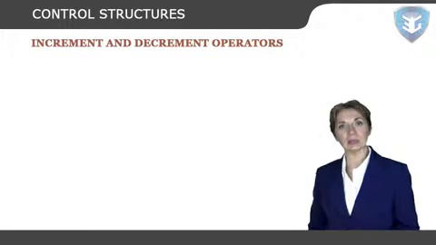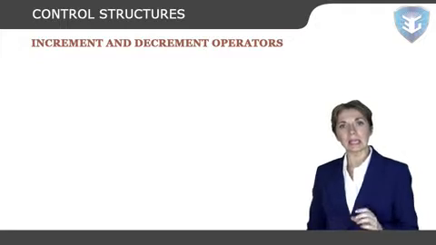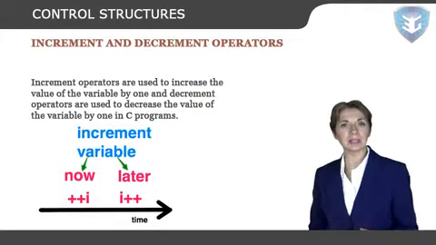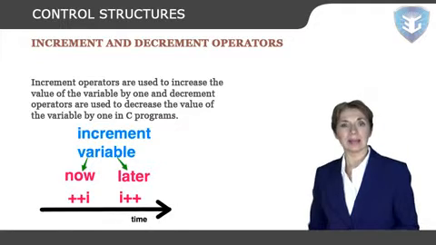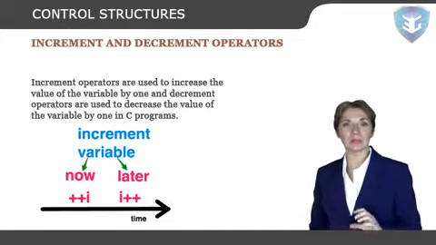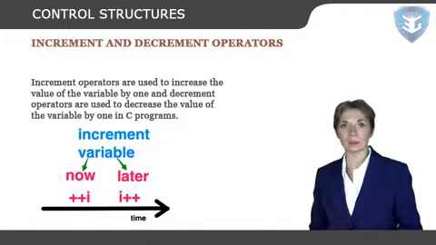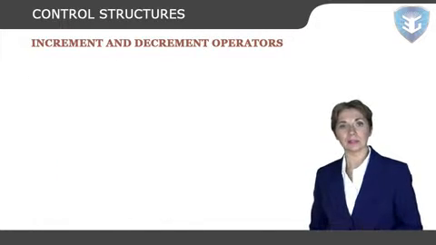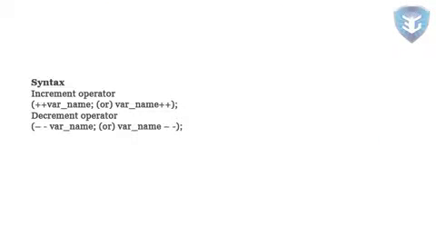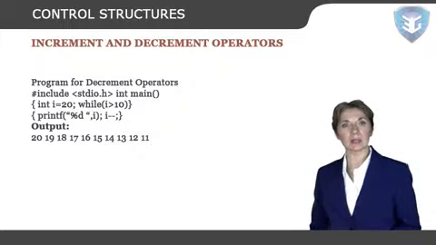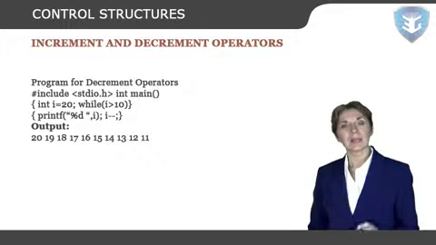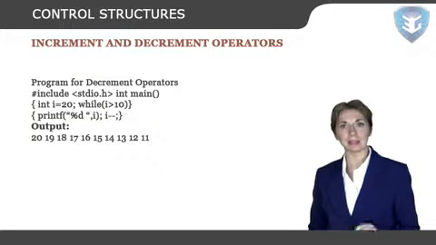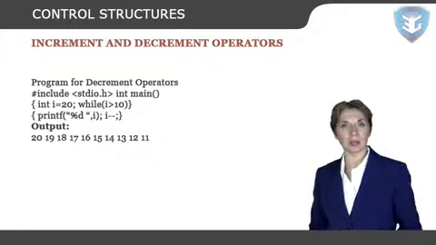Now let's talk about the increment and decrement operators. Increment operators are used to increase the value of the variable by 1, and decrement operators are used to decrease the value of the variable by 1 in C programs. Syntax is shown on the screen. Program for decrement operators. In this program, the value of i is decremented 1 by 1 from 20 down to 11 using the i decrement operator, and the output is displayed as shown.